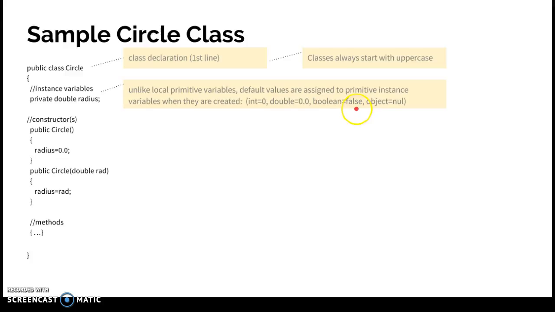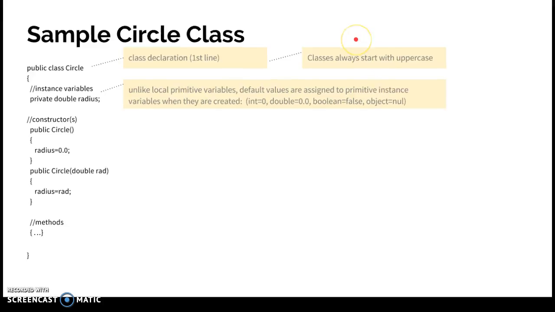That's something you need to remember. And then objects have null, which means they have no value. And it will give you an error if you try to use an object that's only got a null value. But that's why they have default values. Regular primitive variables, local variables that you create in a method or something, you have to initialize.